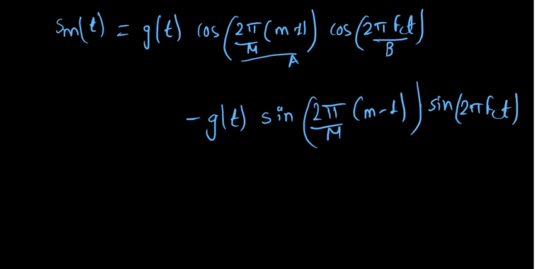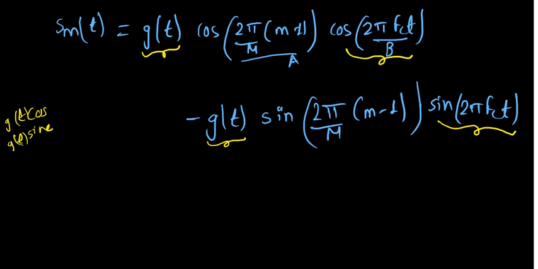Now if you observe, this g of t into cos 2 pi fct and this g of t into sine 2 pi fct are orthogonal, because we know that cosine and sine are orthogonal. And if they are multiplied with the same factor g of t, they will still be orthogonal, right? What we want is orthonormal basis functions, and we know that orthonormal basis functions are orthogonal. We just have to now normalize them to unit energy.